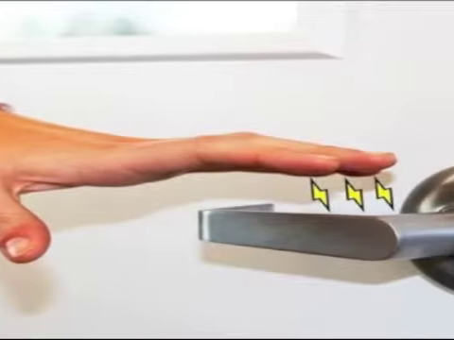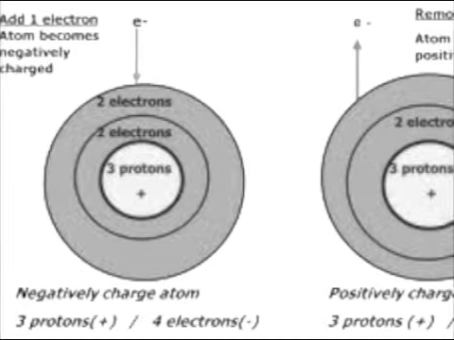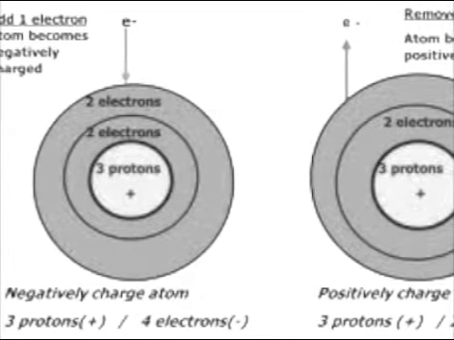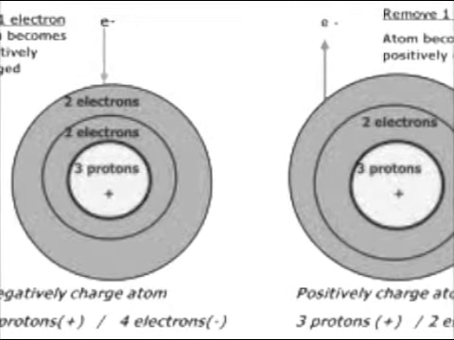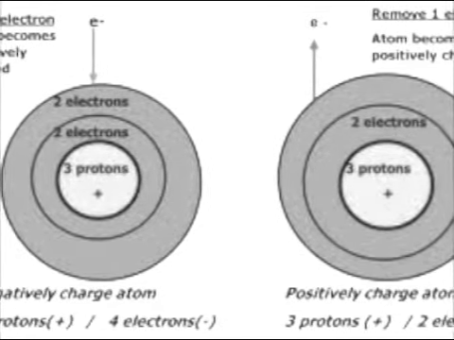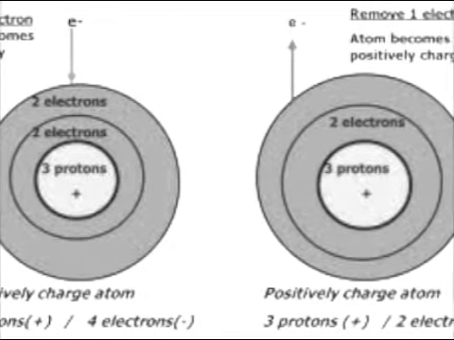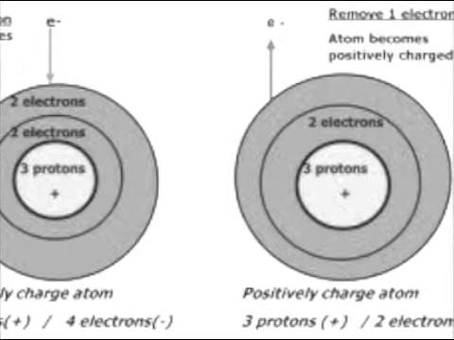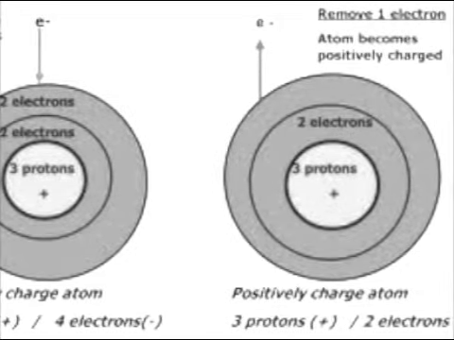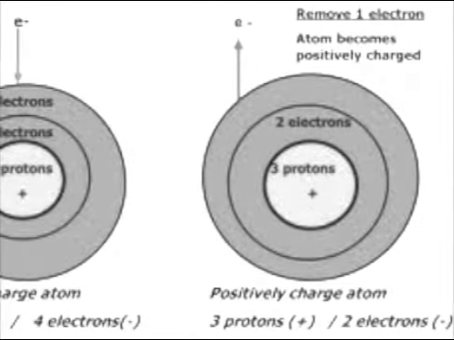So back to the question, where do charges come from? In materials or atoms, if electrons equal protons, the atom will be neutral. If electrons are greater than protons, it is gaining electrons, so you'll get a negative charge. If electrons are less than protons, it is losing electrons. You will end up with a positive charge. Some materials or atoms are more willing to gain electrons, and some are more willing to lose electrons.